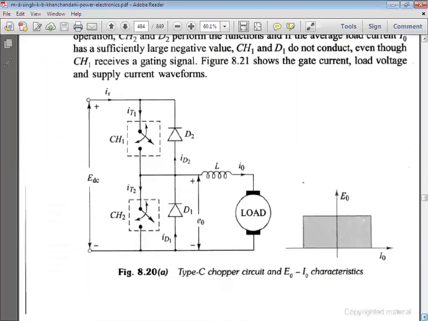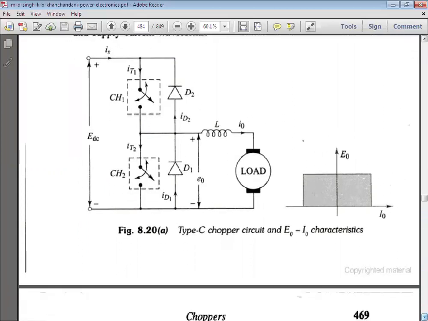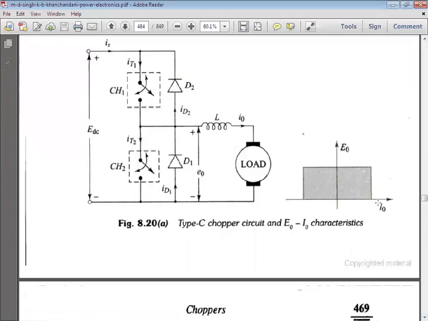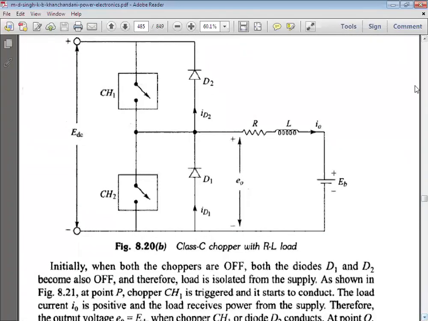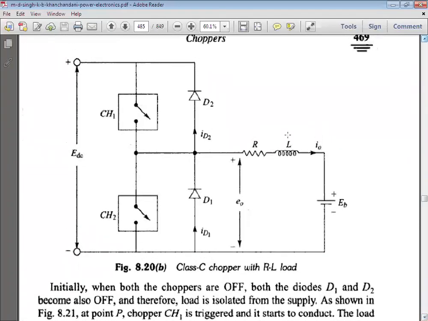So here you can see this. This is chopper 1, chopper 2, diode 1, diode 2. And this is the output voltage and output current characteristic. Output voltage is positive and output current is positive or negative. So for simplicity, the same diagram is converted into a simple diagram: chopper 1, chopper 2, D1, D2, RL, and here EB, that is the voltage.